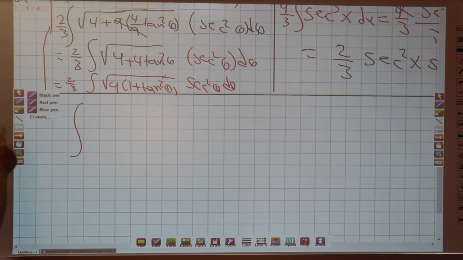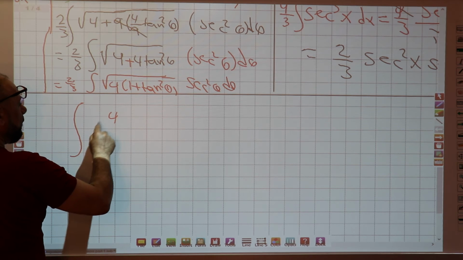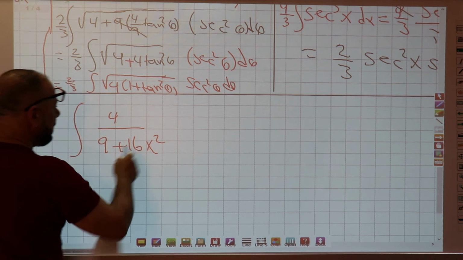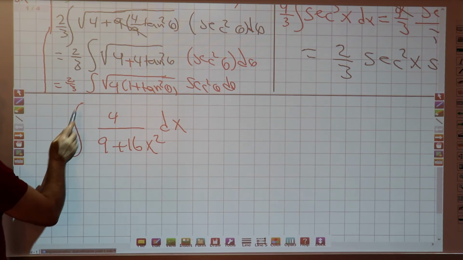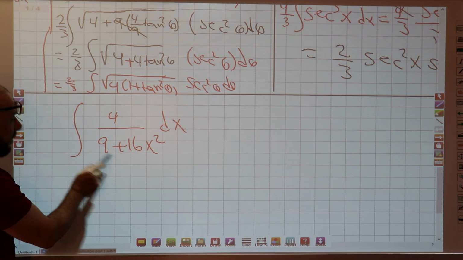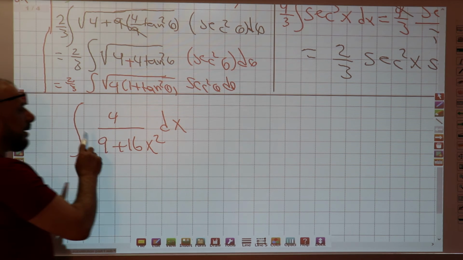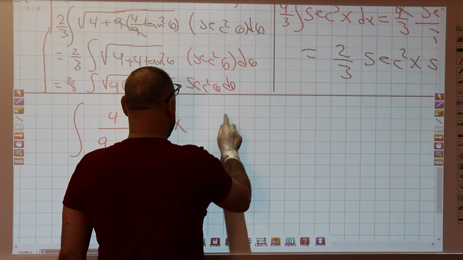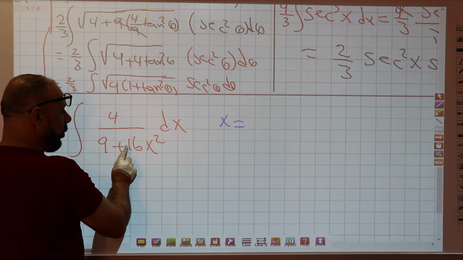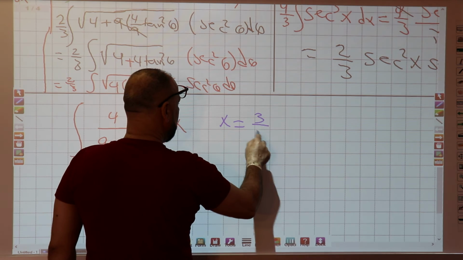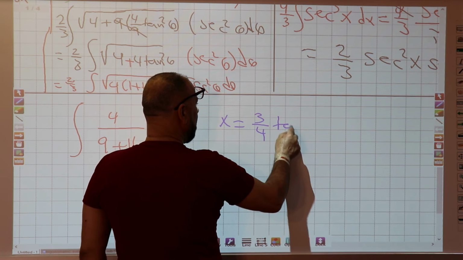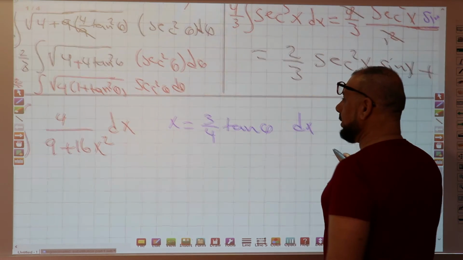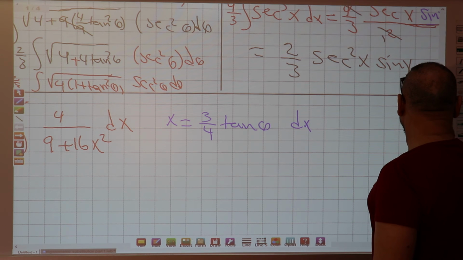Then solve this problem: the integral of 4 over 9 plus 16x squared dx. Now you know this is different. This is in the denominator. That's different. Okay. Here x equals a over b, right? X equals 3 over 4 tan theta. Then dx equals what, guys?